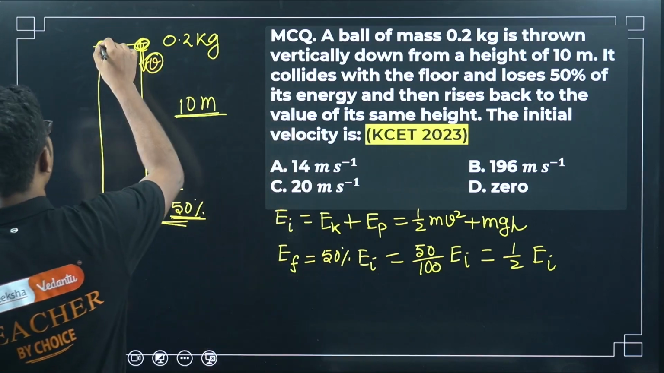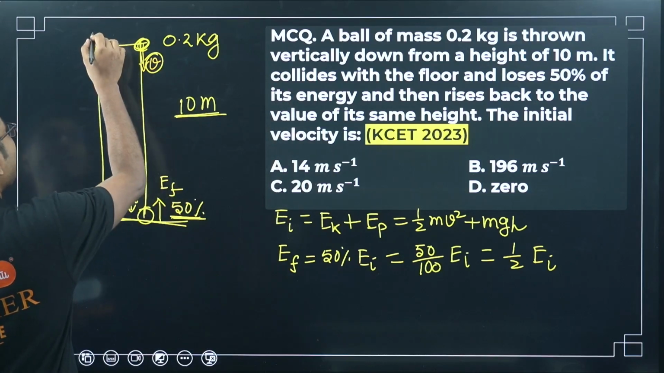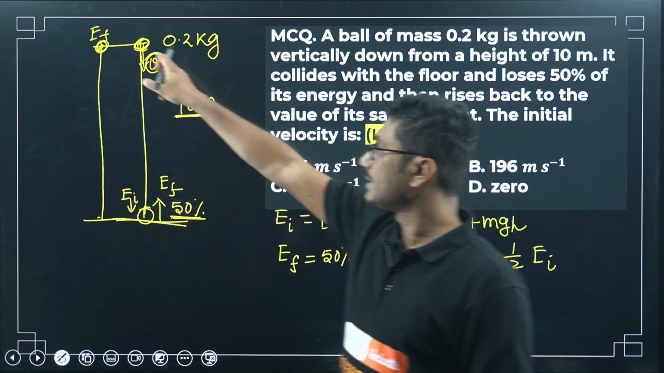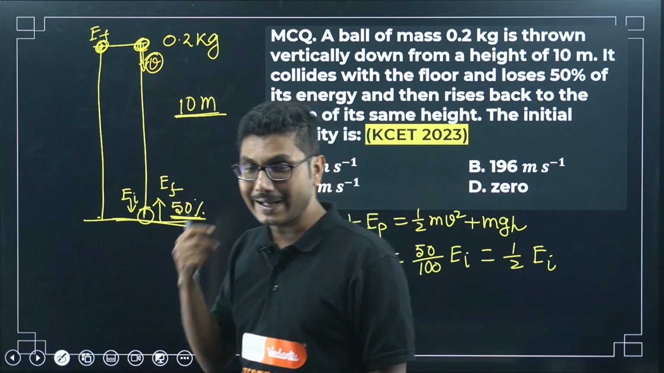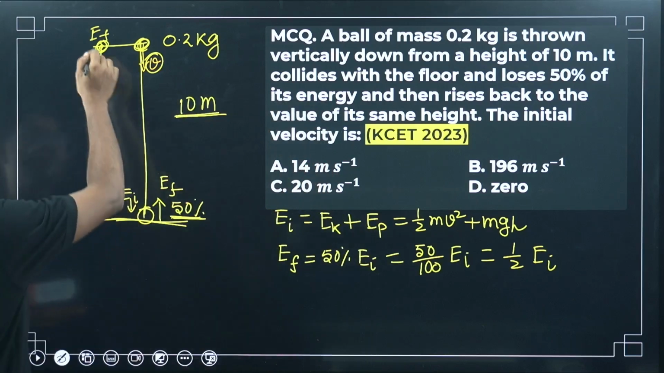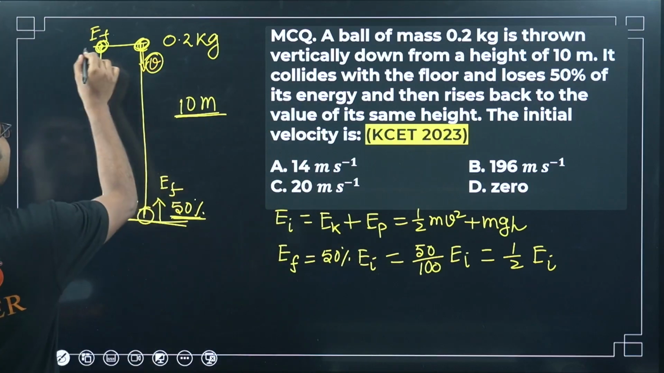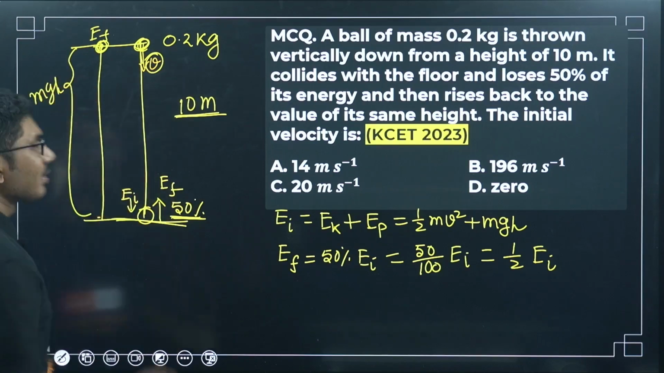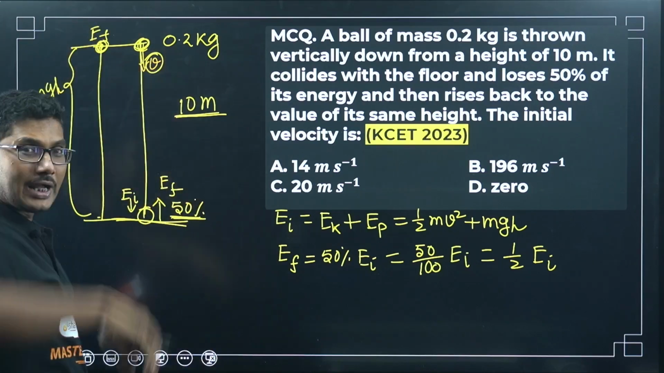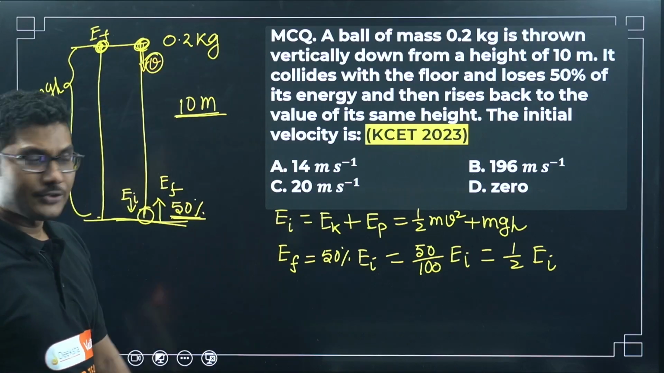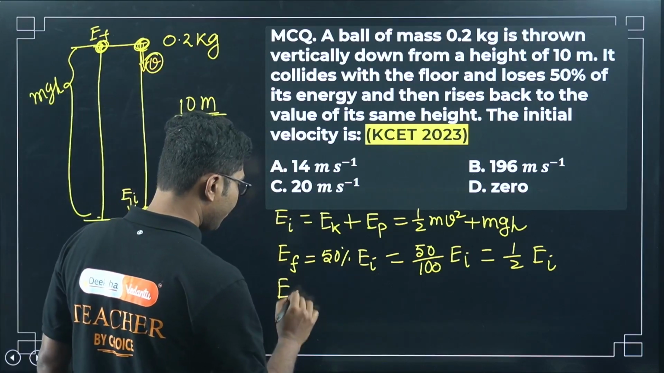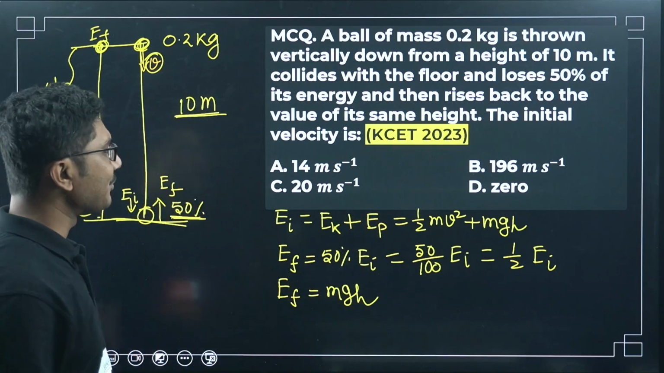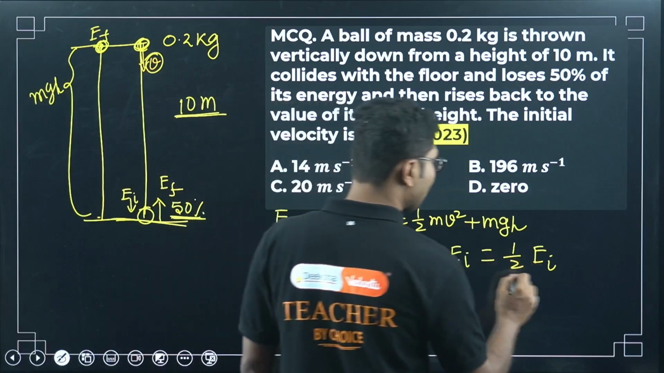So at this point, what is its total energy? It should be EF again, because of conservation of energy, right? So it will have the same energy with which it started coming back. Now, from the concept of potential energy, the energy of this ball at this point should be mgh again, right? Now it is not going up anywhere, so its total energy should equal mgh. So this EF should be equal to mgh, and this should be equal to half of EI.